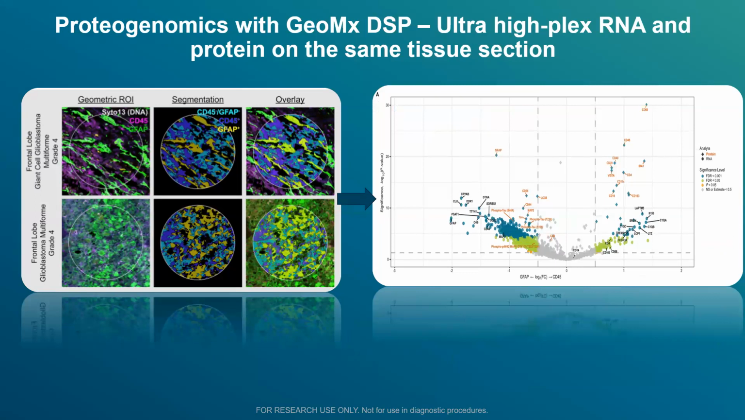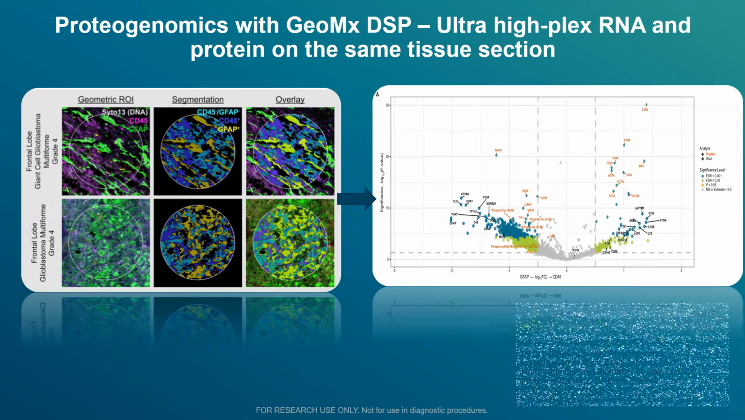This is also showing the proteogenomics across RNA as well as protein on the same tissue section. And the workflow that we have is a very comparable one in being able to profile across these. And so you'll notice here when we're able to image using our geometric region of interest profiling and segmentation-specific profiling, you're getting a nice rich data set across CD45 and, in this case, GFAP markers that were important within this particular study looking at glioblastoma as well.